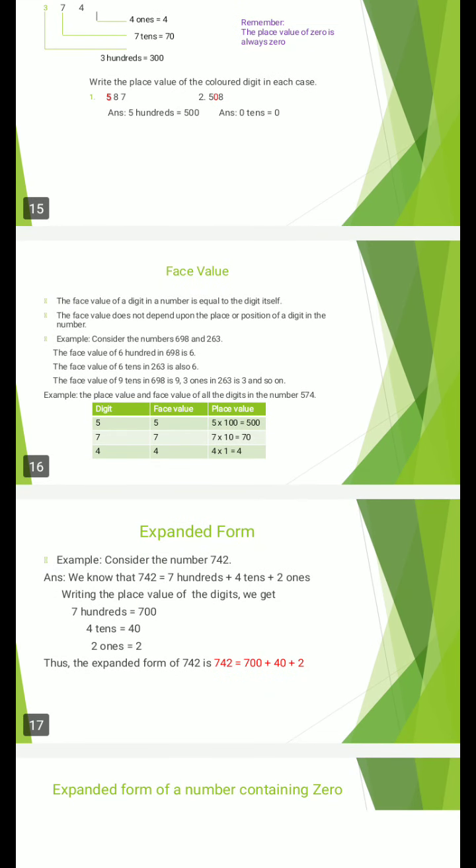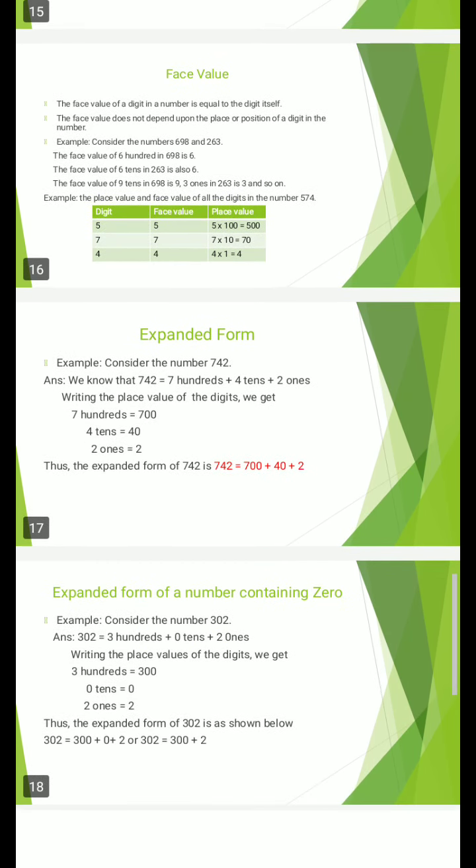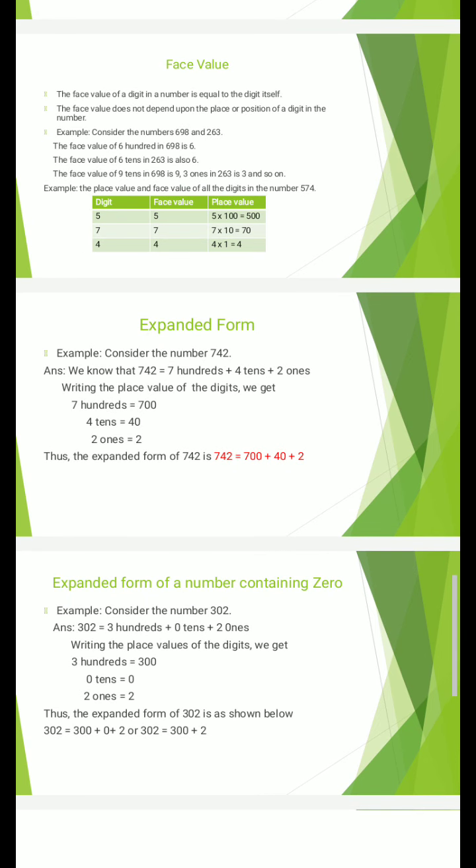Now we are going to discuss the face value. The face value of a digit in a number is equal to the digit itself. We want to write the face value of all the digits in 574. In 574, the face value of 5 is 5, the face value of 7 is 7, and the face value of 4 is 4.